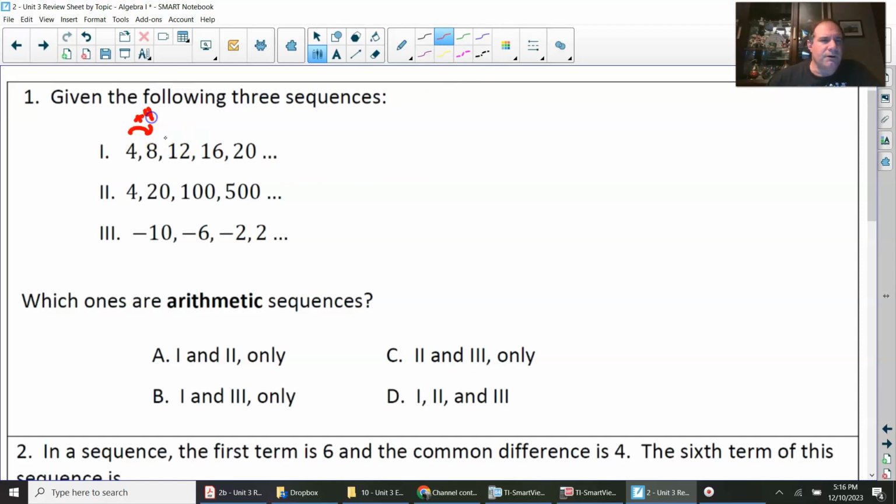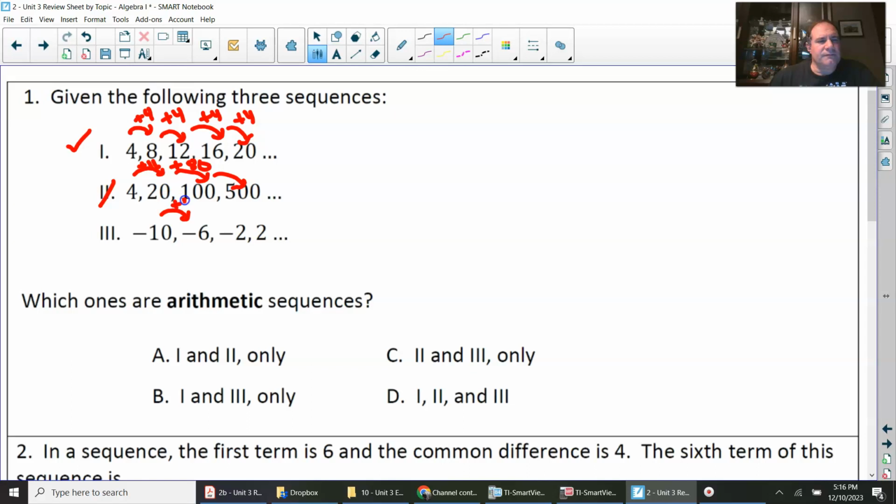This is a +4, this is a +4, this is a +4, and this is a +4. Is this arithmetic? Yes, it is. We'll put the check mark. This is a +16, this is a different plus, this is +80. This, no good. That's out.